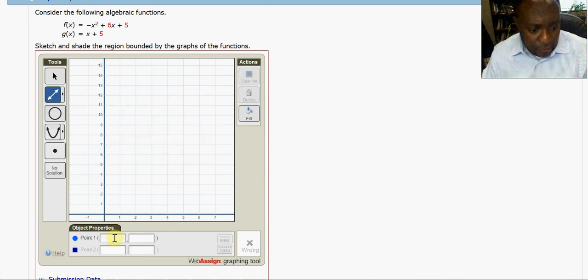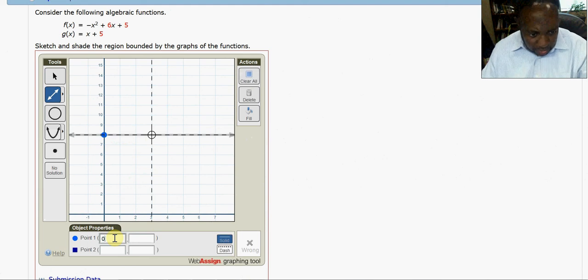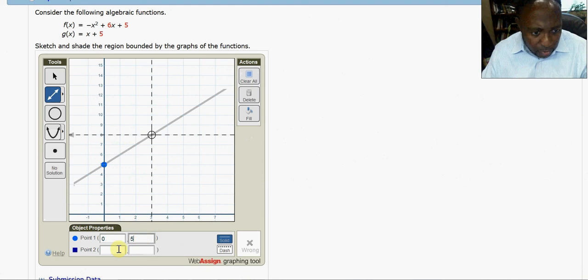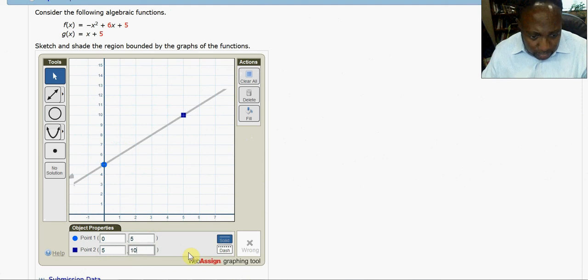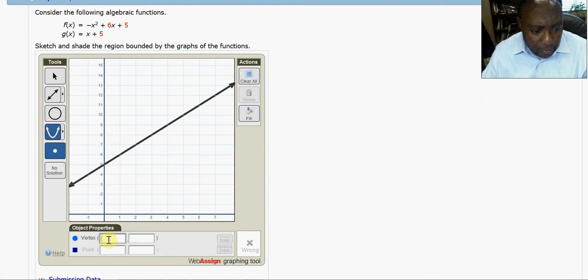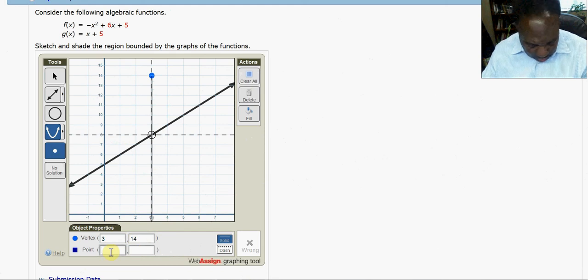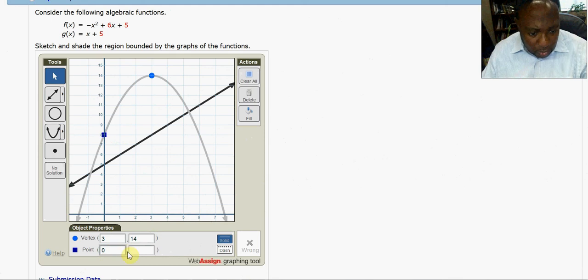So let's get the straight line first. Here we got 0, comma 5. That was 1 point. And then we also had 5, comma 10. Oops. That was the other point. So now we go to the parabola shape, and the vertex we got to be 3, comma 14. And then another point that we can select would be 0, comma 5.